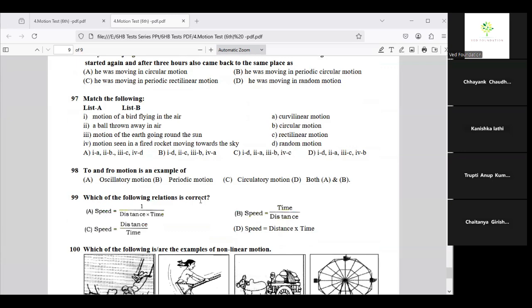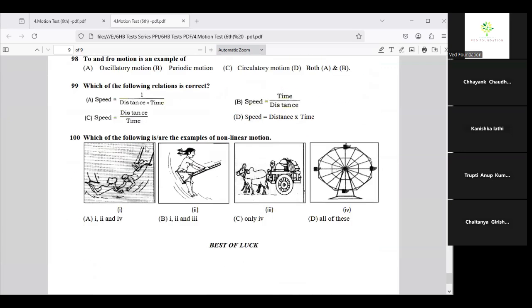99. Which of the following relations is correct? Speed is equal to distance upon time. C is correct. 100. Which of these are examples of non-linear motion? Motion of a girl swinging on a swing is non-linear motion, it is oscillatory motion. Motion of bullock cart is linear motion. Motion of giant wheel is circular motion. So the correct answer is option A.